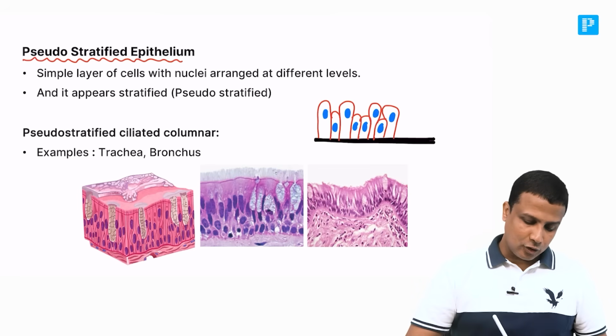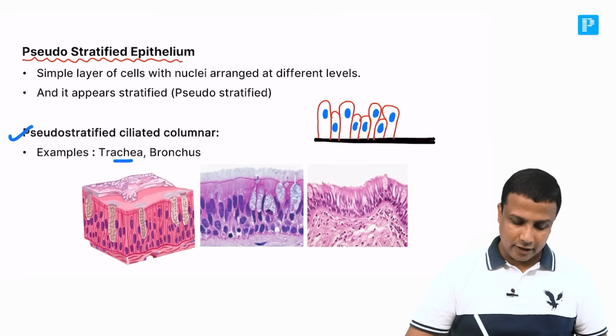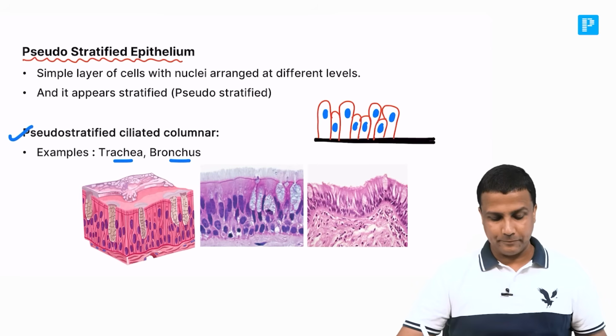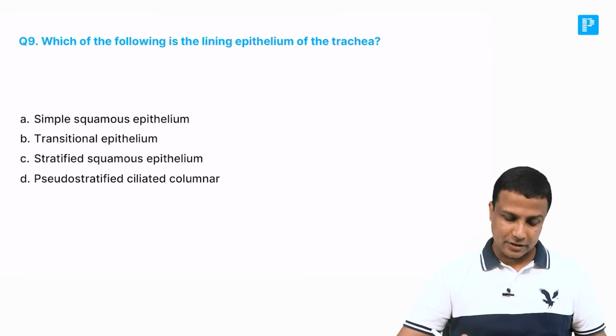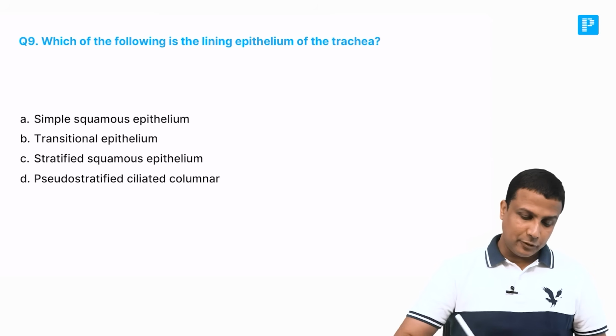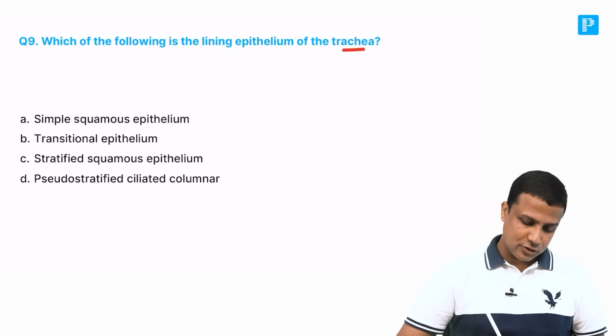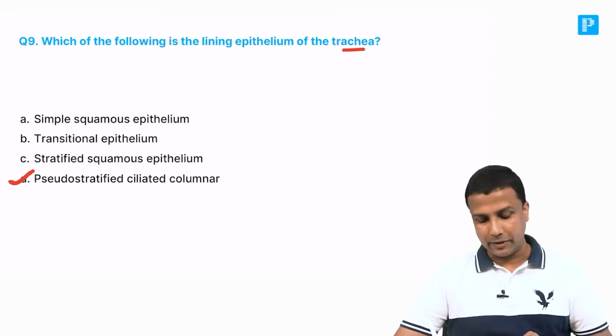And pseudo-stratified columnar epithelium will be present in the trachea as well as the bronchus over here. So therefore, if you look at the options over here, which type of epithelium do you find in the trachea? It will be pseudo-stratified ciliated columnar epithelium.